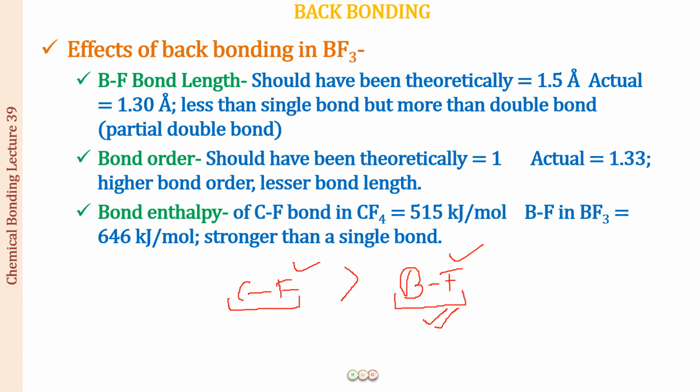Okay, but what do we find? We find that in CF4, the CF bond enthalpy value is 515 kilojoule per mole, whereas in BF3 it is 646 kilojoule per mole. Why is it more? It is because the bond is stronger than a single bond. There is a partial double bond character. The bond length value is also going to be less, and it is going to be more difficult to break the bond, and hence the bond dissociation enthalpy value is going to be more, and conversely the bond enthalpy value is also going to be more. So I hope now you understand all these things which we have done in the previous lecture as well.